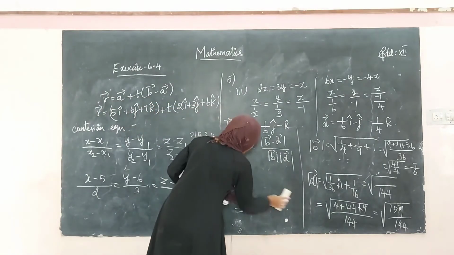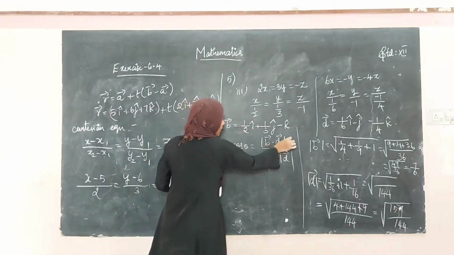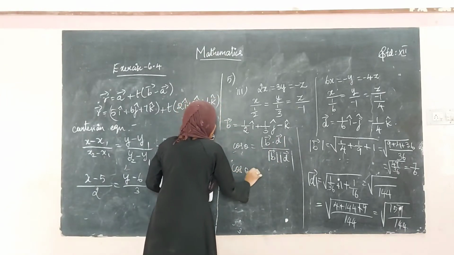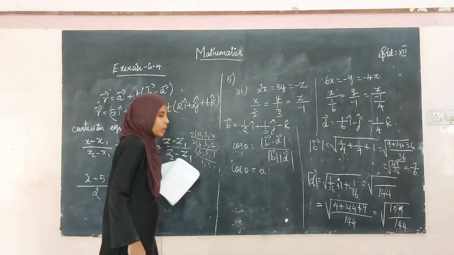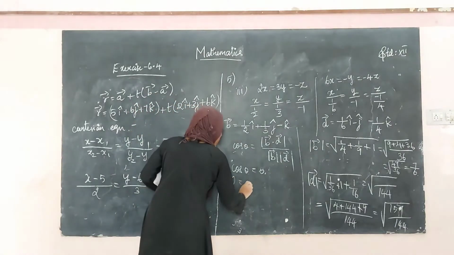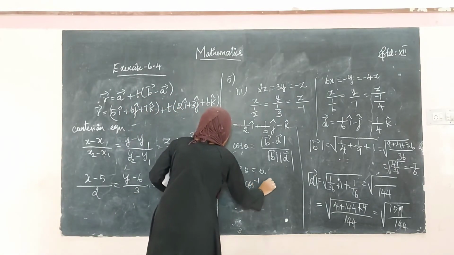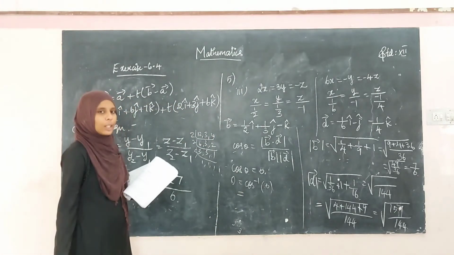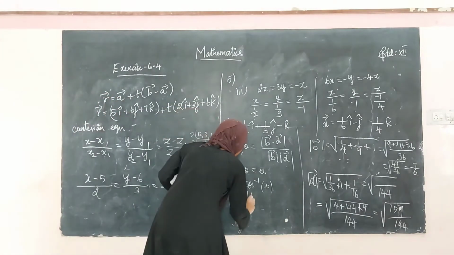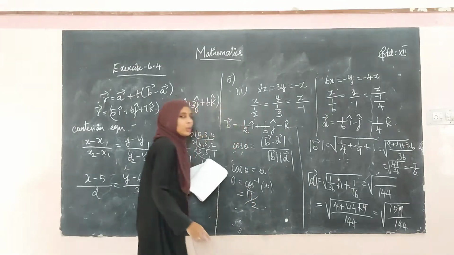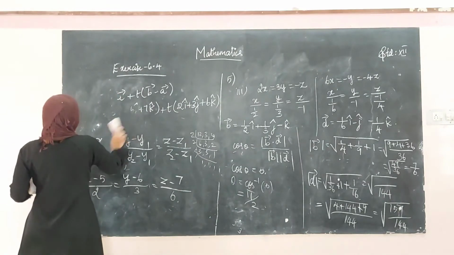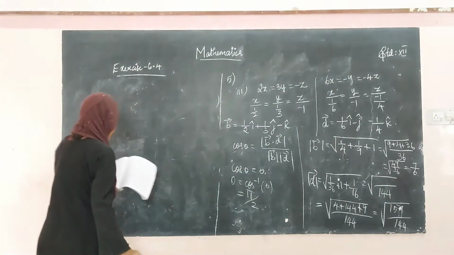So here, if the numerator is 0, then the whole term becomes 0. Therefore cos theta is equal to 0. So theta will be equal to cos inverse of 0. For what value of theta will we get cos theta as 0? It is 90 degrees. So theta will be equal to pi by 2, 90 degrees. Okay, so this is how you have to find the angle. See the sixth sum.